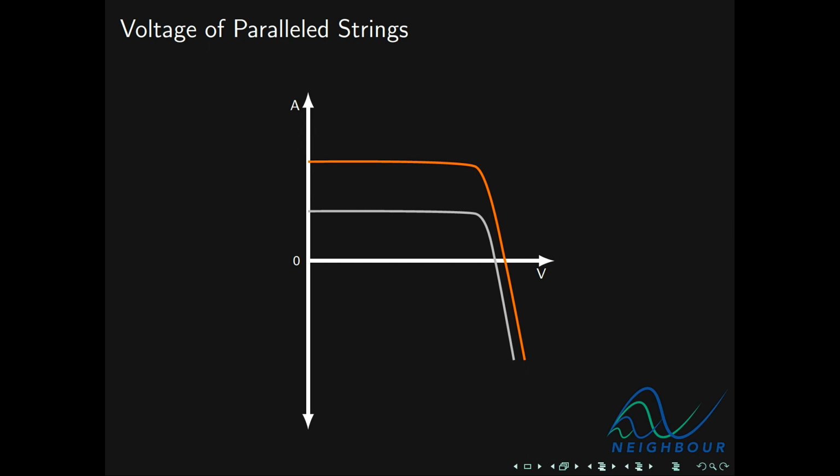Now we can see that slightly on the right, it will act as a load. It will act actually as a diode. So one module will be operating on the left of its open circuit voltage as a generator, and the other will be operating on the right of its open circuit voltage as a load.